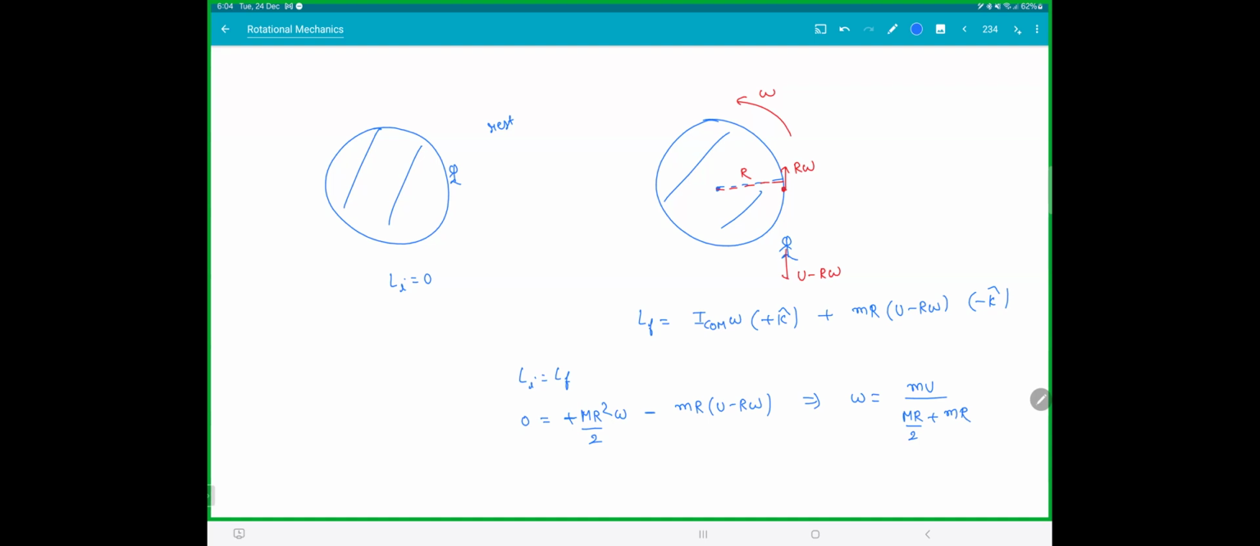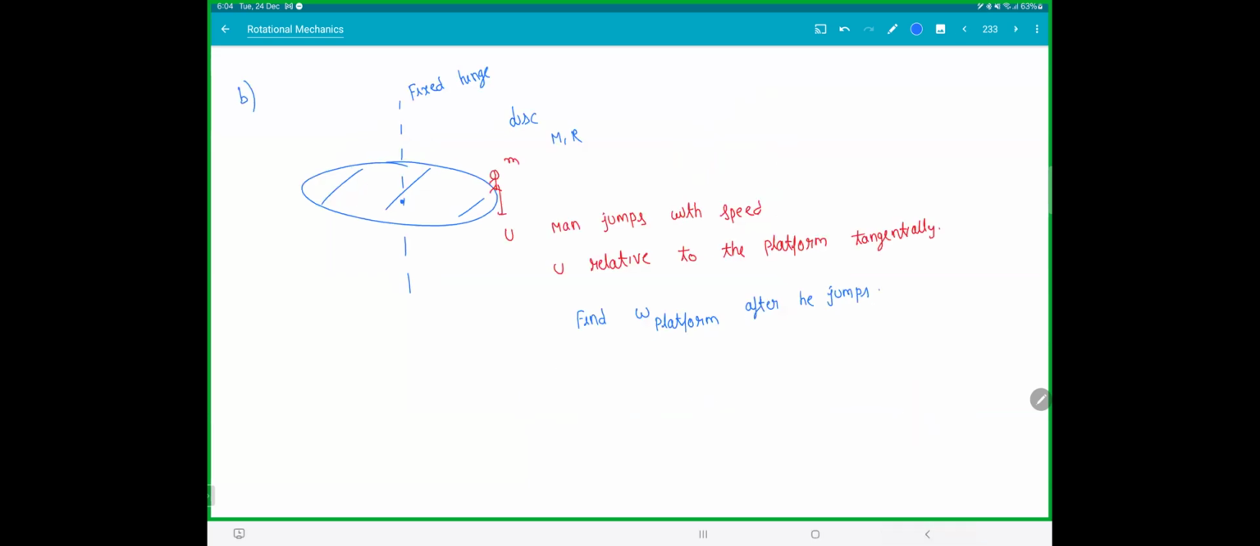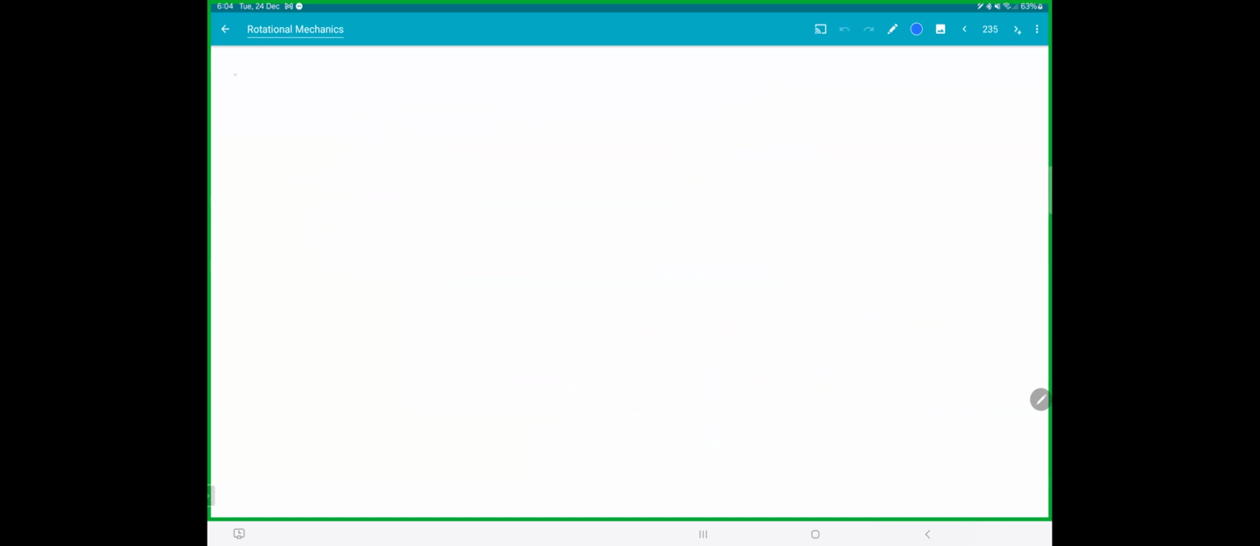So initially everything is at rest, so initial angular momentum is 0. When the man jumps forward, to compensate, the disk will go backward. Any doubts on this? Next one. These are like standard models. Some mains and BITS mains, these do come repeatedly. The next one is even a better question.